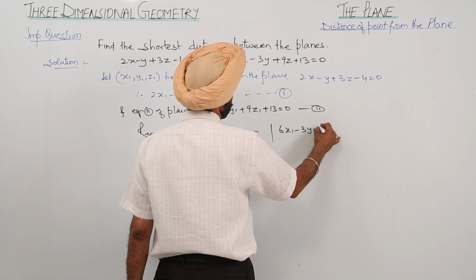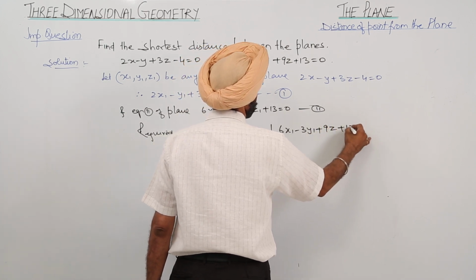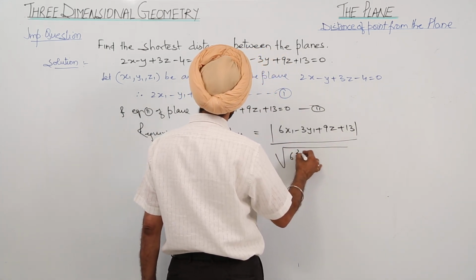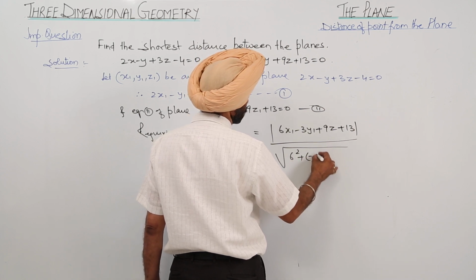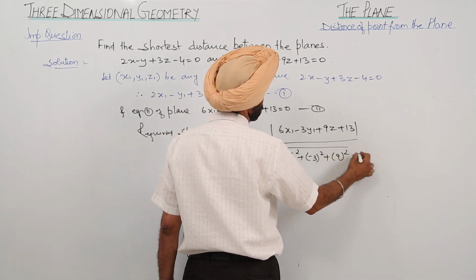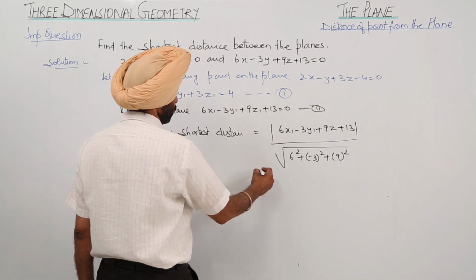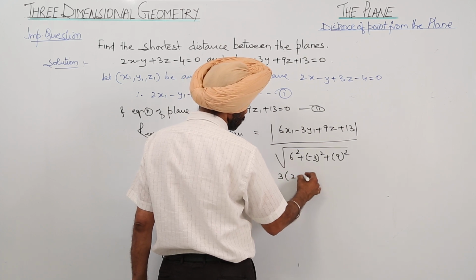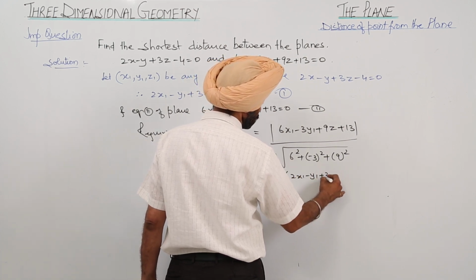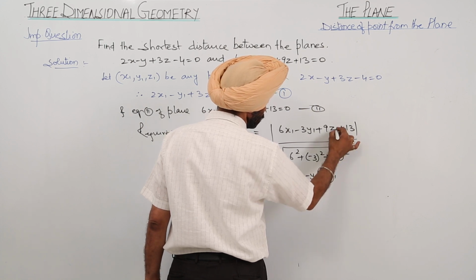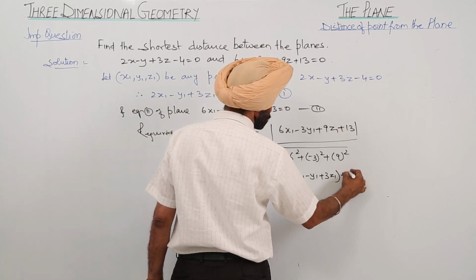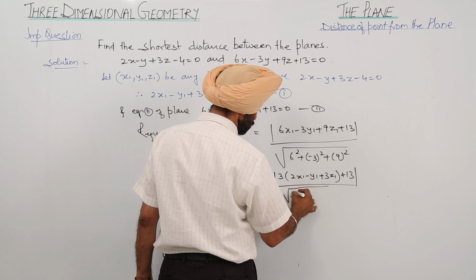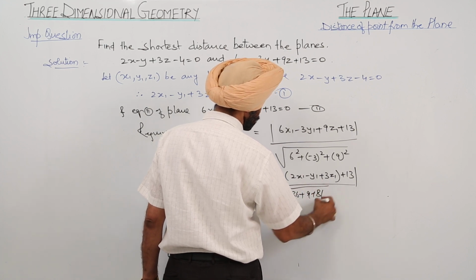6x1 minus 3y1 plus 9z1 plus 13 upon square root of 6 square plus negative of 3 square plus 9 square. Now, this can be written as, if we are taking 3 common, 2x1 minus y1 plus 3z1 plus 13 upon 36 plus 9 plus 81.